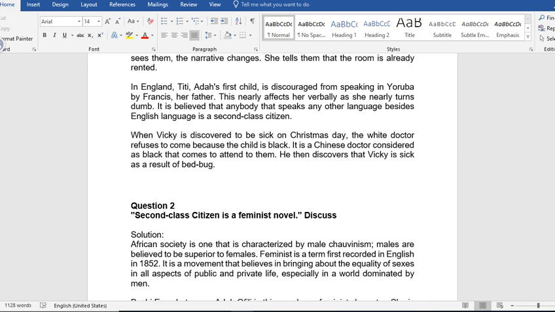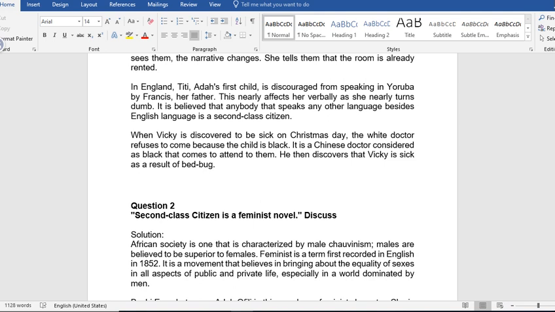In England, Titi, Ada's first child, is discouraged from speaking Yoruba by Francis, her father. This nearly affects her verbally as she nearly turns dumb. It is believed that anybody that speaks any other language besides English is a second-class citizen.